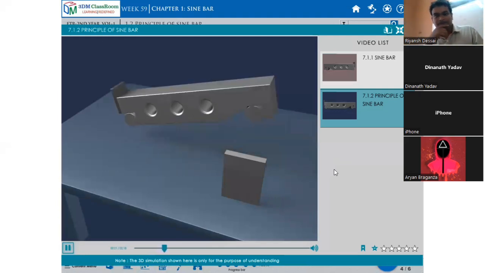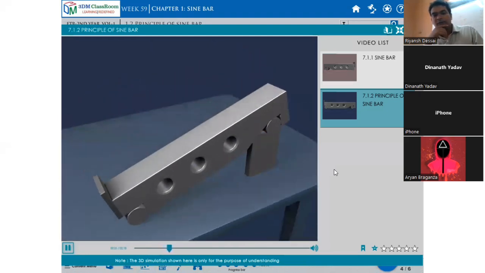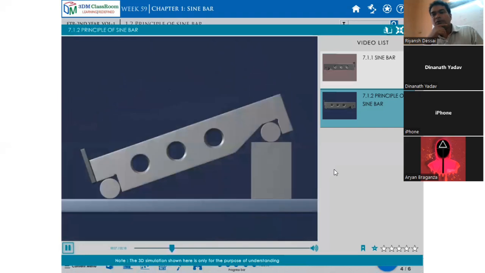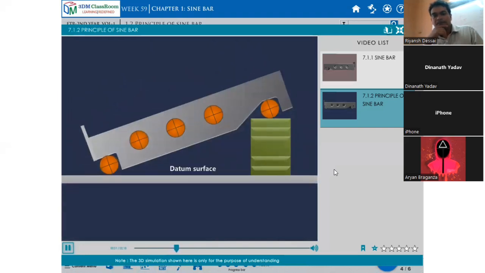See, they lifted that sine bar and kept it on the slip gauges. This is a datum surface. Datum you can refer to as your surface plate or marking table, flat as per the requirement. Then the height gauge, the sine bar.